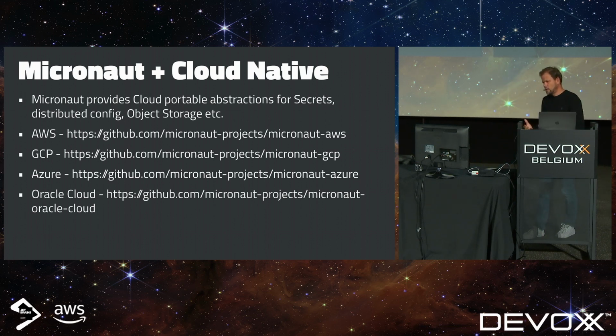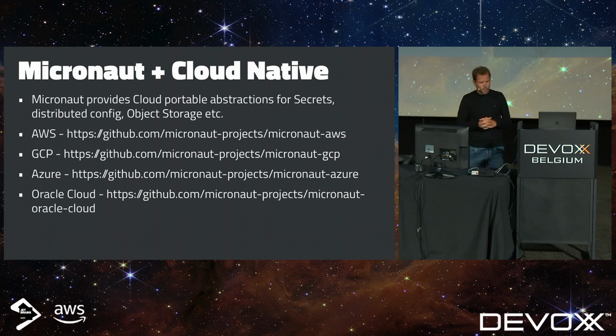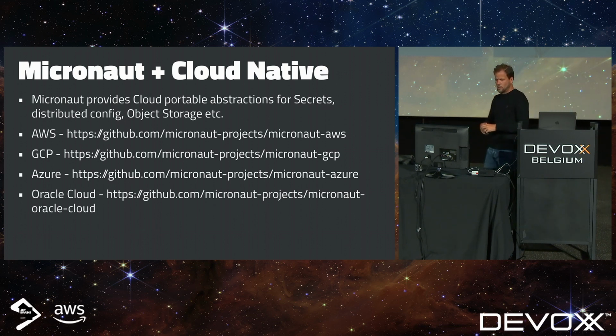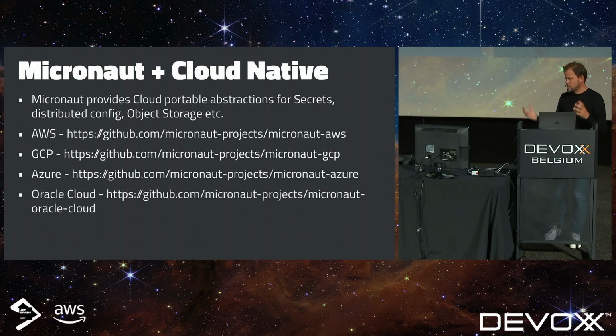And all of these integrations live in specific sub-projects, many of which have received numerous contributions from the cloud vendors themselves. For example, Google contributes to our Google Cloud GCP module. The AWS folks have contributed to the Amazon module. The Oracle Cloud integrations are all developed at Oracle Labs. So it's a collaborative effort to make Micronaut cloud native and portable. And we have guides and tutorials and all sorts of things on making your applications portable across clouds.